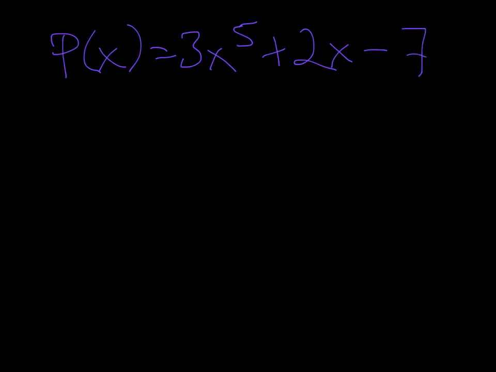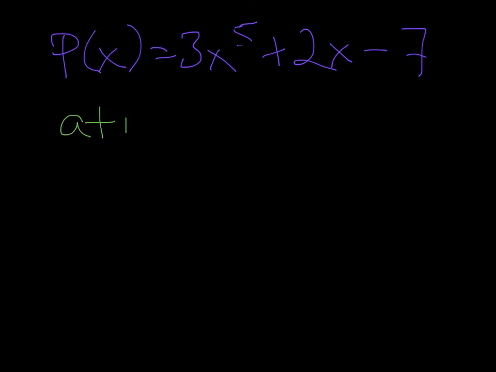Let's talk about turning points and zeros. So if we have a polynomial function, let's say p of x equals 3x to the fifth plus 2x minus 7. This is a fifth degree equation. If you remember, the highest exponent is 5. So this is a fifth degree equation, which means it has at most 5 zeros.